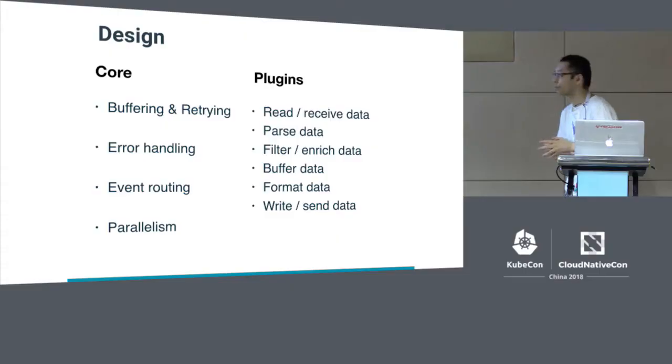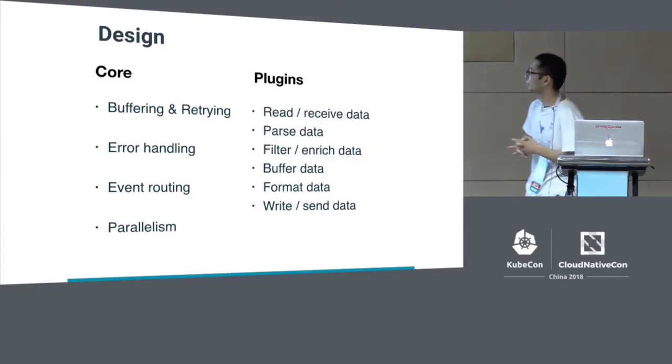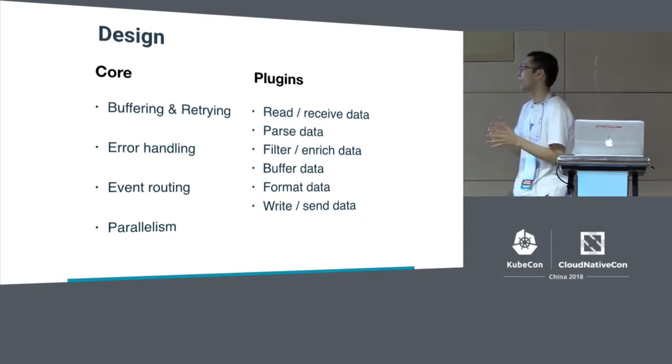Next is the architecture. This chapter shows how Fluentd works. This is the design of Fluentd. I said Fluentd consists of core and plugins, and this list shows the details of each part. Fluentd core handles event buffering and retrying. This is very important for stable deployment. Fluentd core supports buffering, retrying and error handling.